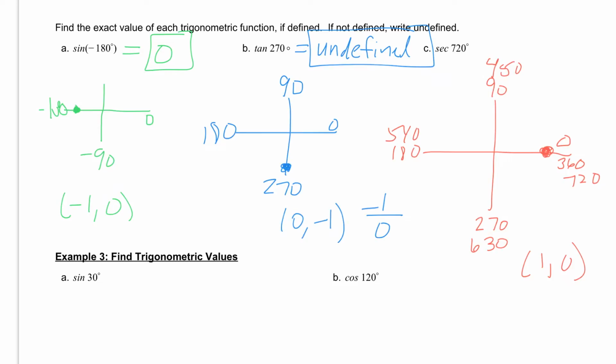If I am looking for the secant, I'm thinking of that as the reciprocal of the cosine. Cosine is x, so I want the reciprocal of 1. Well, the reciprocal of 1 is just 1. So I know the secant of 720 degrees is equal to 1.